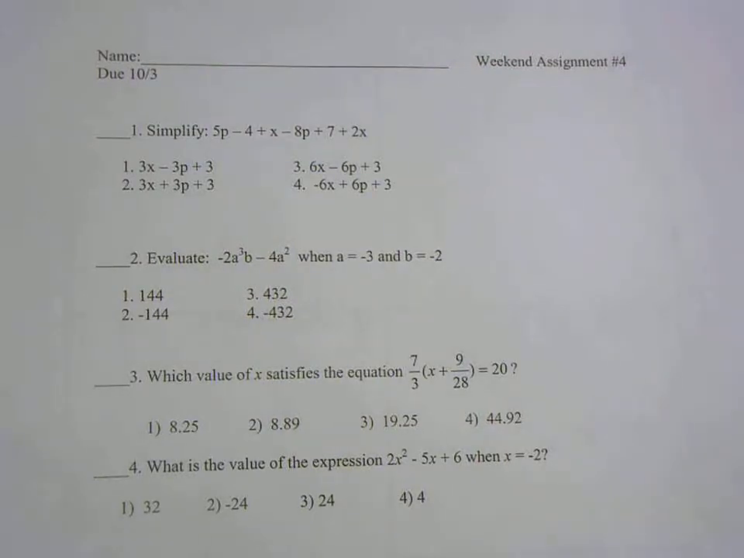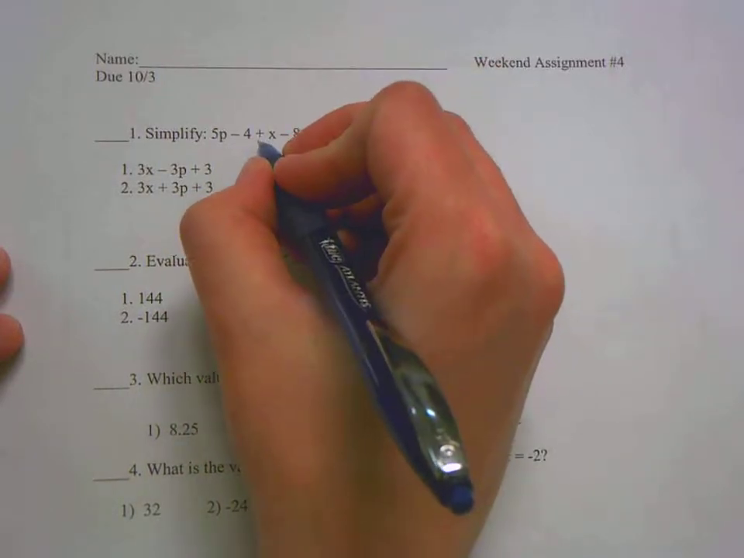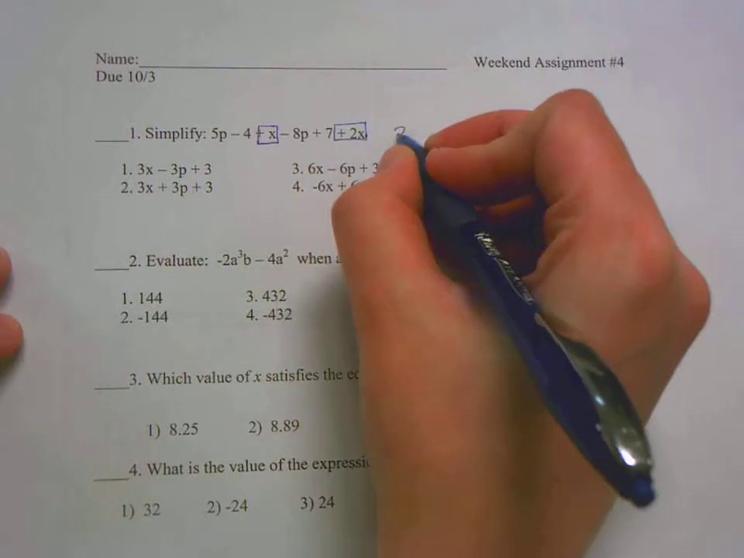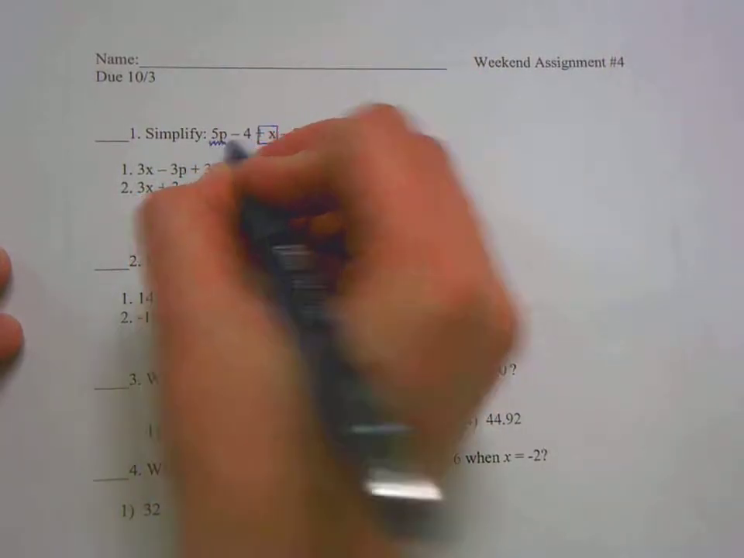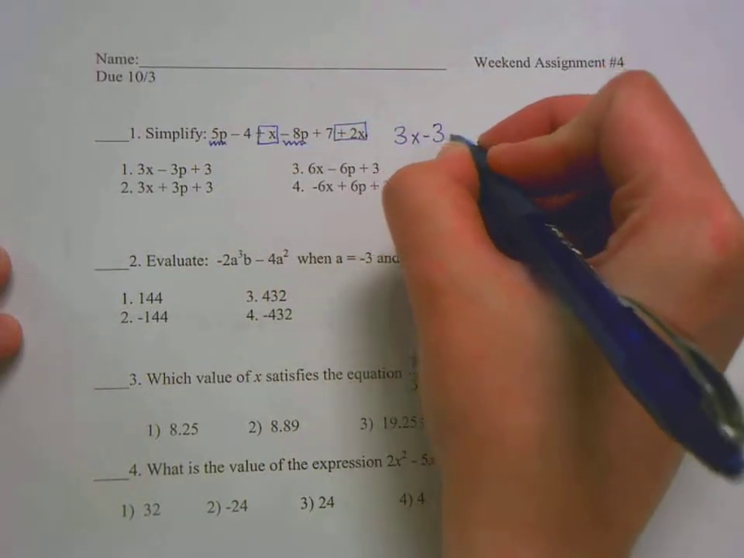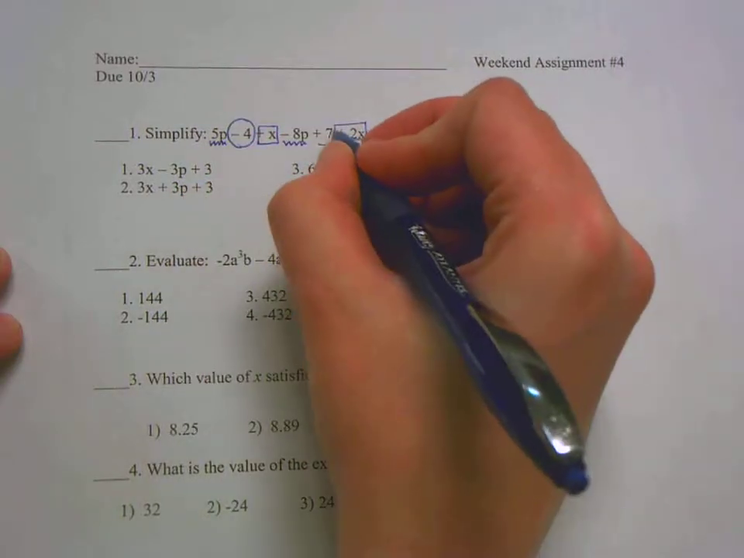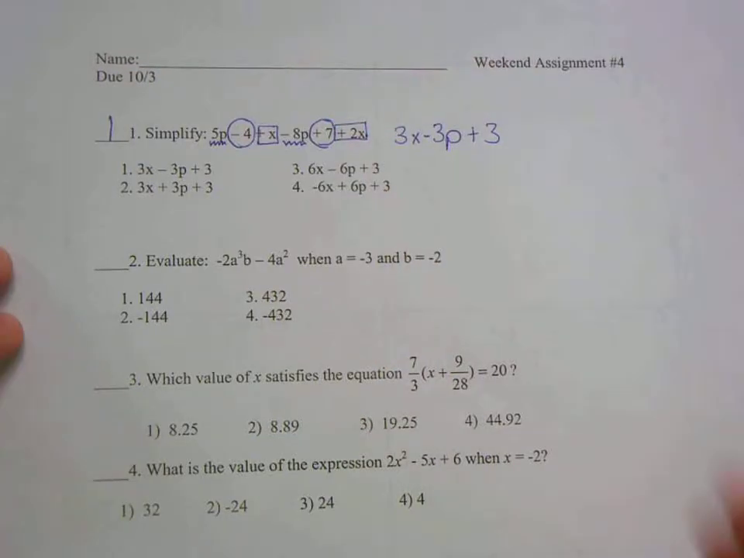Weekend assignment number 1. You are just simplifying, so you're just combining like terms. You've got 2 x terms: a positive x and a positive 2x makes 3x. You have 2 p terms: a 5p and a minus 8p, which makes minus 3p. And then you have 2 whole numbers, negative 4 and a positive 7, which make positive 3. Choice 1.